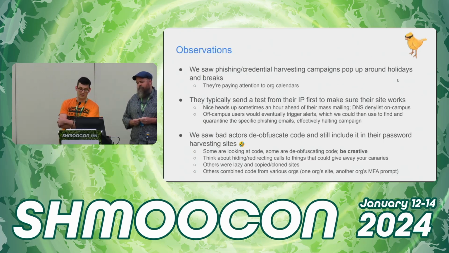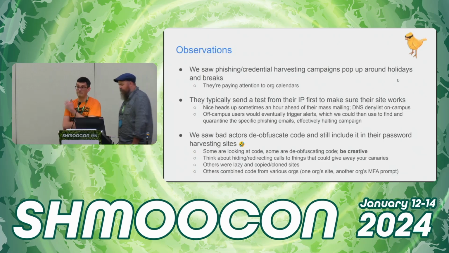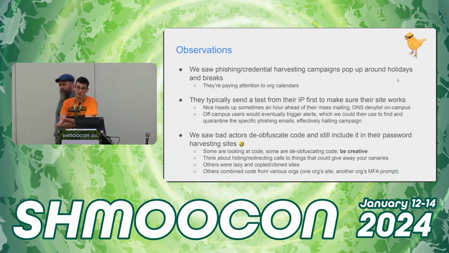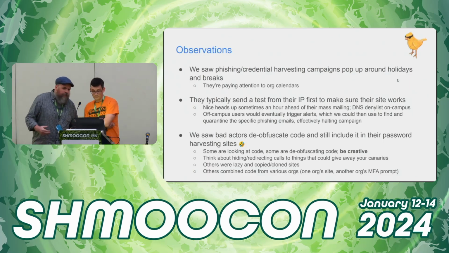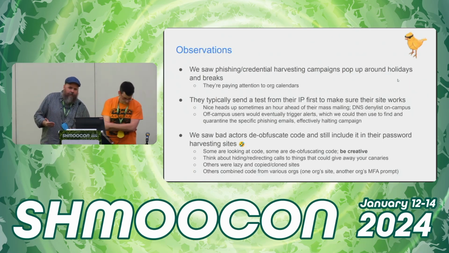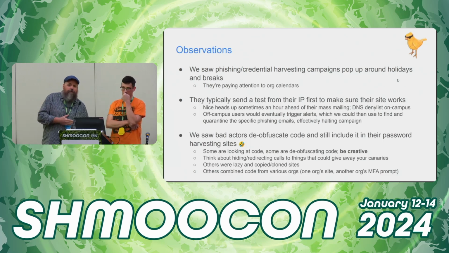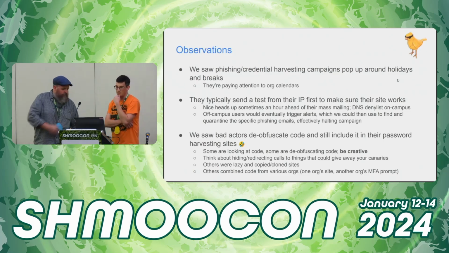We could just put them on a DNS deny list for our on-campus users. Off-campus users, they'd eventually hit it. We'd see the alert, and then we could just filter out the email and put an end to the campaign. We used to find the phish after the fact, after it had already gone out and somebody reported they got it, and then we could block the domain. Now we're able to intercept those by putting in email filtering so they never even get delivered to users' inboxes. So it's really sped up our response and been a huge improvement.